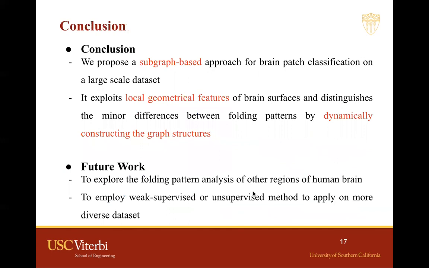In conclusion, in this paper, we propose a subgraph-based approach for brain patch classification on a large-scale dataset. It exploits local geometrical features of brain surfaces and distinguishes the minor differences between folding patterns by dynamically constructing the graph structures. And for future work, on one hand, we are trying to explore the folding pattern analysis of other regions of the human brain. On the other hand, we want to apply some weakly supervised or unsupervised methods to apply this method to some more diverse datasets. That's all.